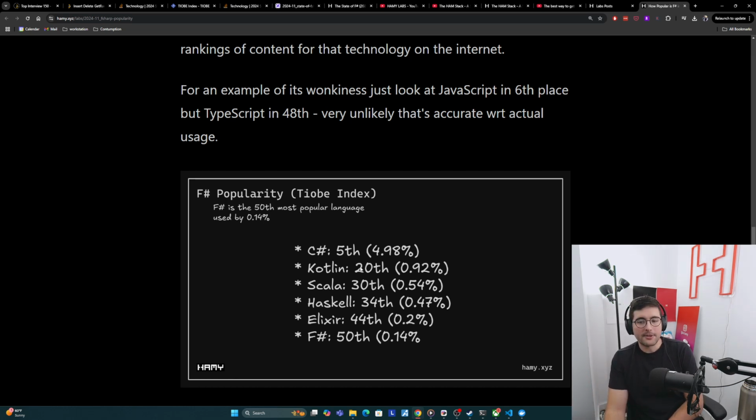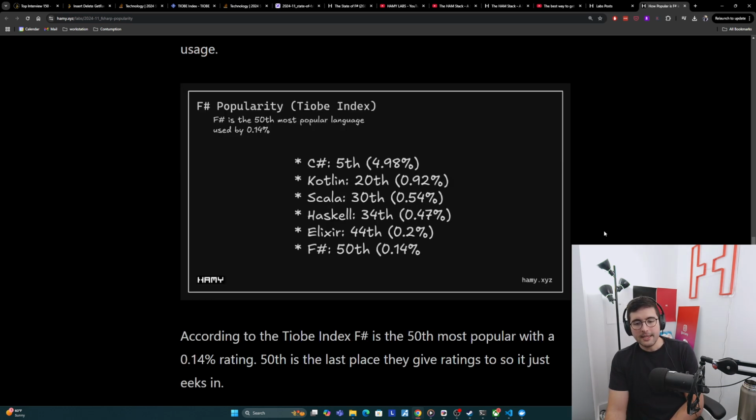If we pull out some of those other languages that we saw above, we see a similar pattern of usage. C# is up there at 5th with almost 5%, Kotlin 20th with almost 1%, Scala 30th with 0.5%, Haskell 34th, 0.5%, Elixir 44th, 0.2%, and then F# 50th at 0.14%. These numbers are very much different than Stack Overflow's numbers, but directionally they're in similar rankings. Note that 50th is the last place they give ratings, and so F# barely makes the cut.